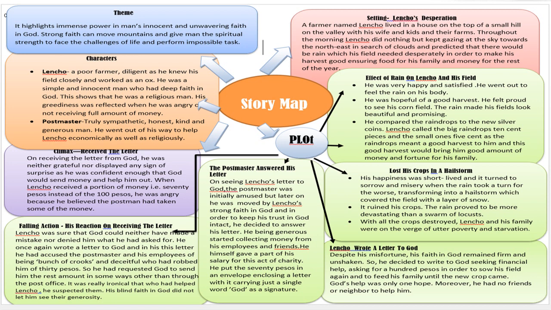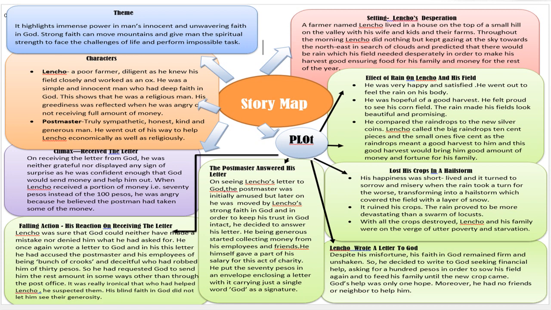The first event of the plot is about the effect of rain on Lencho and his field. Lencho was very happy and satisfied when there was a downpour. He went out to feel the rain on his body. He was hopeful of a great harvest, and he felt proud to see his cornfield because the rain made his fields look beautiful and promising.